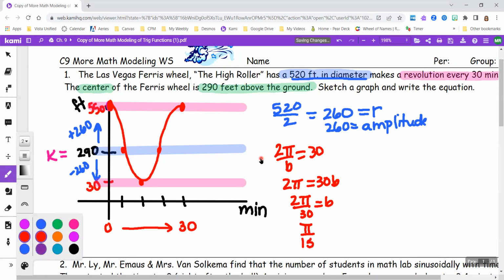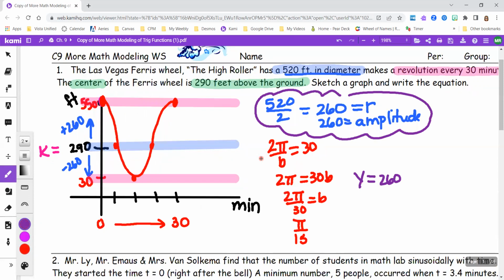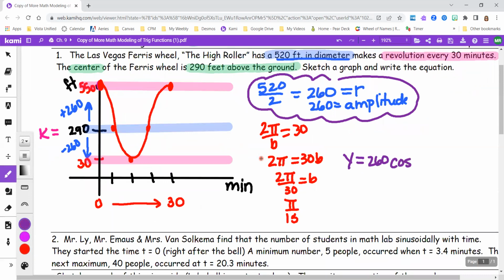So our equation is going to be y equals a. Remember, our amplitude was 260. I'm going to write this as a cosine. And then my b is going to be pi 15ths. Now, I would have x minus h, but in this case, I am starting at 0. That's what time I'm going to start. It didn't give us any other values, so let's start where it's easy for us. And then I'm going to add to that my vertical shift, which is 290. And that's our equation.